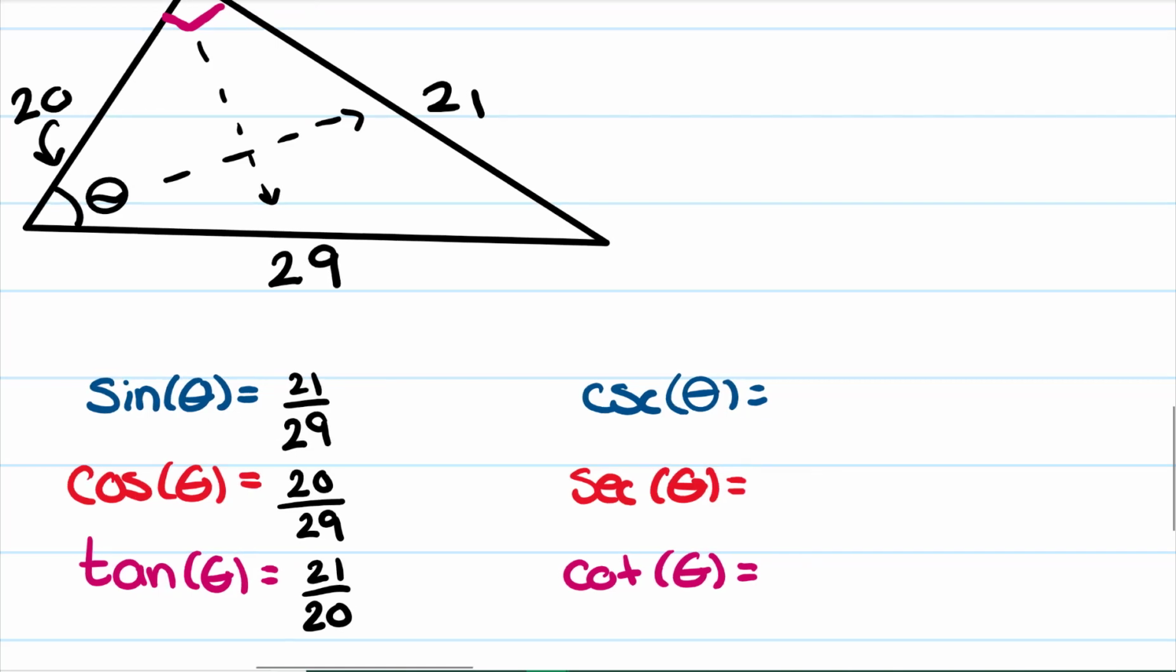And then in order to find the cosecant, secant, and cotangent, you take the reciprocal. So the reciprocal of 21 over 29 is 29 over 21. Then this one's going to be 29 over 20. And cotangent of theta is 20 over 21.